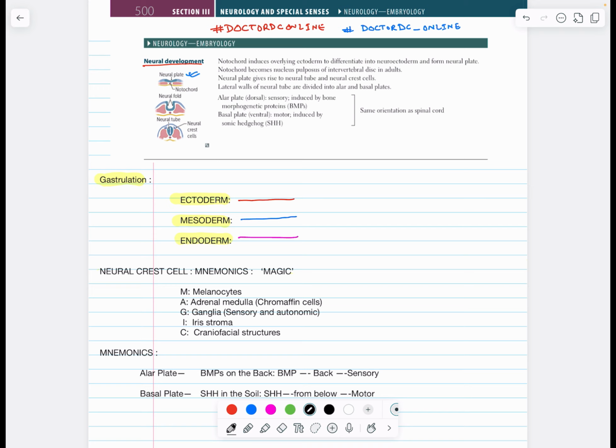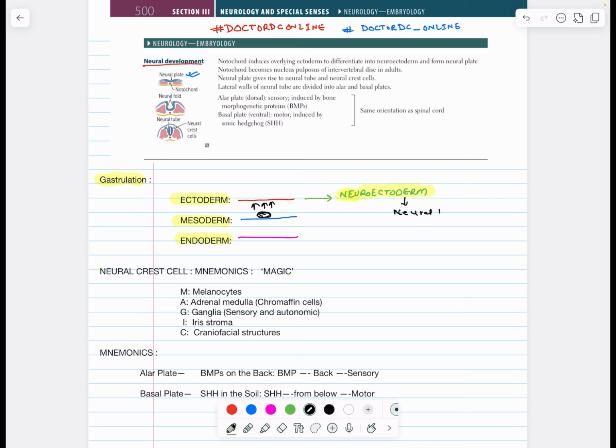The notochord is a rod-like structure derived from mesoderm in the midline of the embryo, and its main job is to induce the overlying ectoderm to become neuroectoderm. This is a very important concept here. So what is neuroectoderm? Neuroectoderm is a specialized tissue that forms the neural plate.